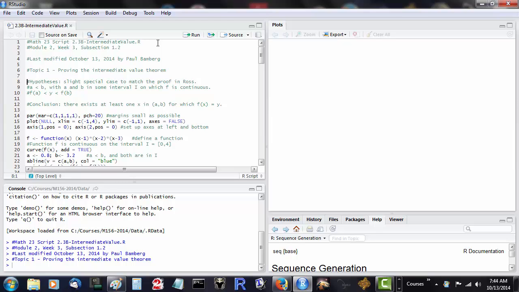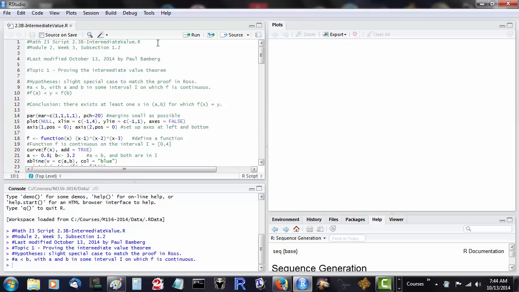I've chosen two real numbers, a and b, with a less than b, and a and b are both located in some interval I on which our function f is continuous, and I have made f of a be less than some value y, while f of b is greater than y. All that really matters is that one of the values be larger and the other be smaller. So the specialization is I've made the smaller value be at a, the larger value be at b.